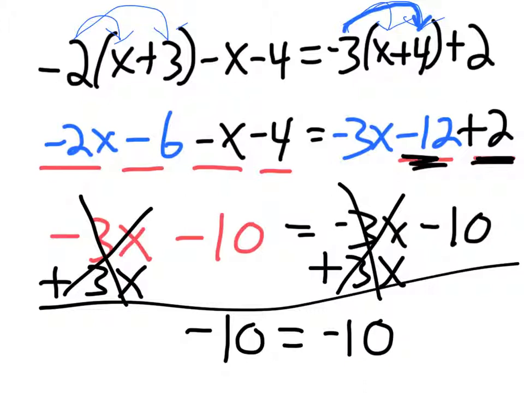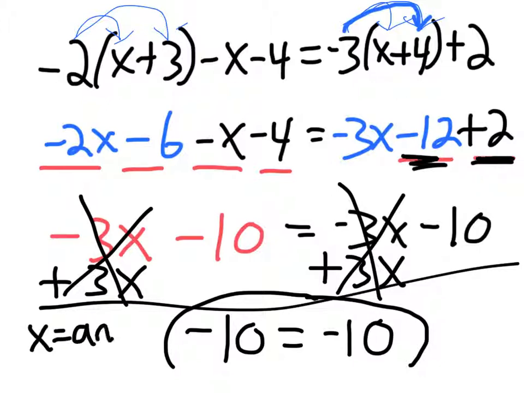-10 equals -10. So when this happens, when you're trying to solve an equation where you get something that's a true statement, -10 does equal -10, then x can be anything. It can be any number, any real number.